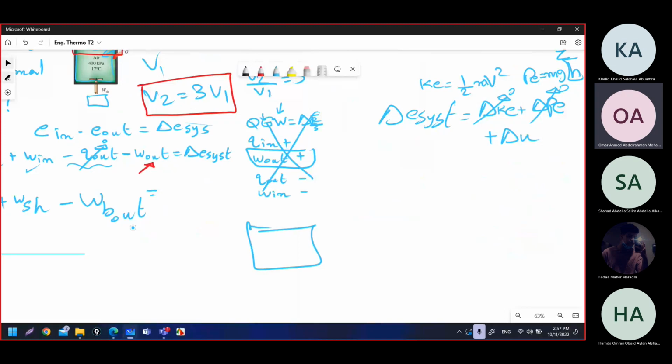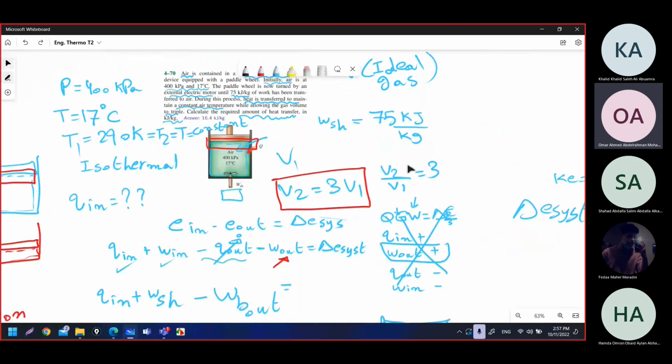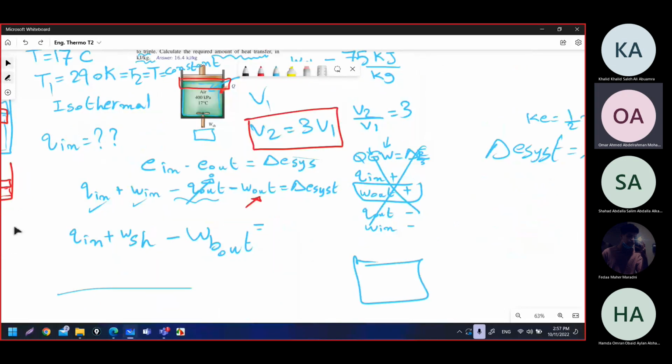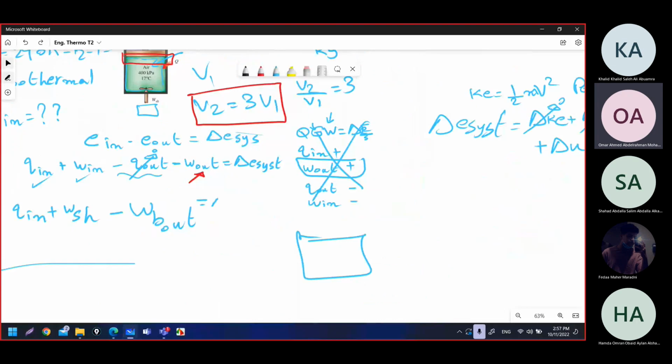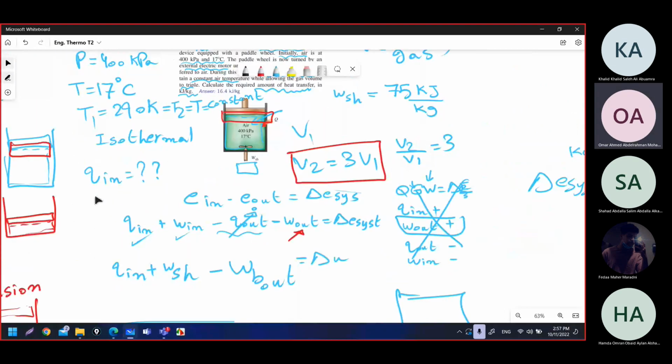So here in this question, he didn't give me elevation, he didn't give me velocity, he didn't say anything about kinetic or potential energy. So I will assume it is a stationary system. They are equal to 0, and the remaining is delta U. So now I have Q in, that is what is required for me to find in the question. I have the shaft work into the system. The motor moves the shaft and then it moves the paddle wheel.